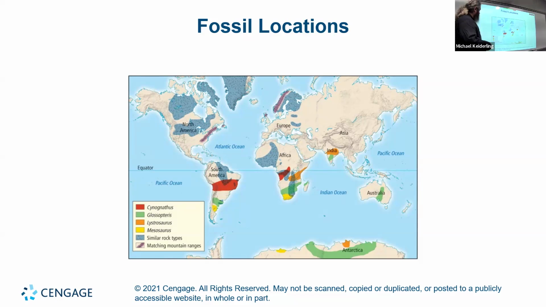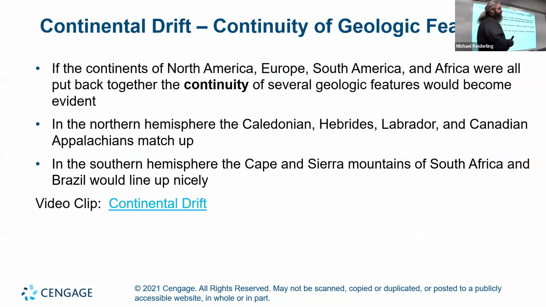And then there are also places where they have matching mountain ranges, these purple sections. These mountain ranges match up. There's another one in South America. And there's places where they have very similar rocks that used to be together. So you get the continuity of various geologic features.